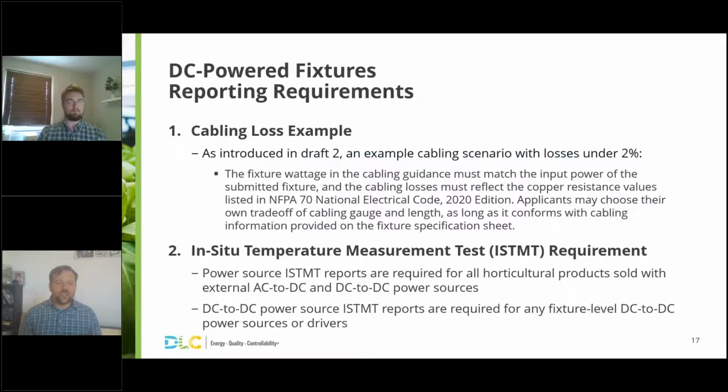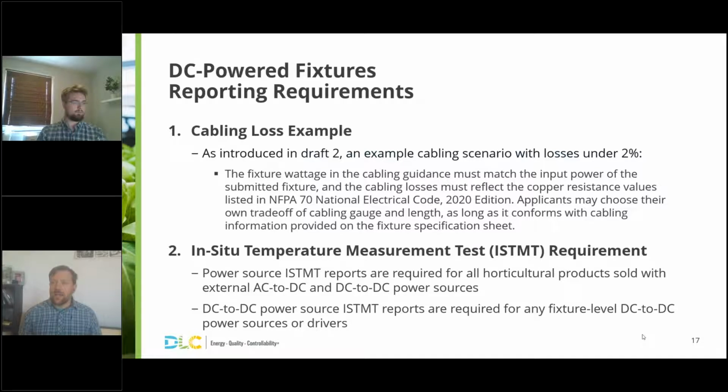The second is to call attention to language in the new version 2.1 that clarifies where the in situ temperature measurement test is required. Those reports are going to be looked for on external power sources and for DC to DC power sources at the fixture level as well. They're commonly called DC to DC drivers as well.